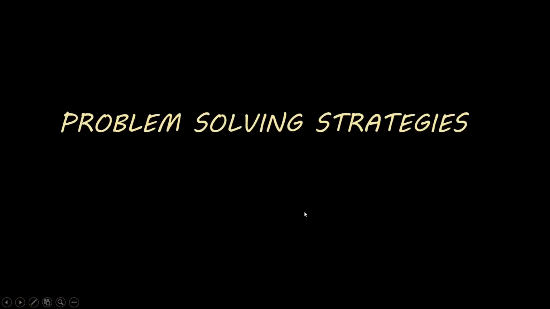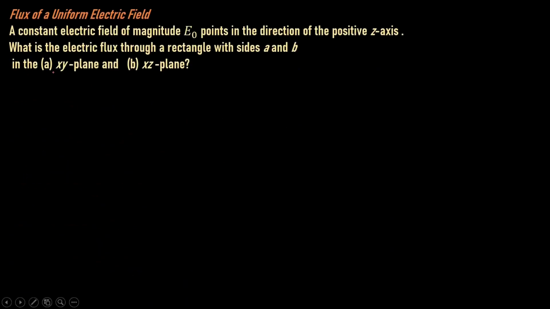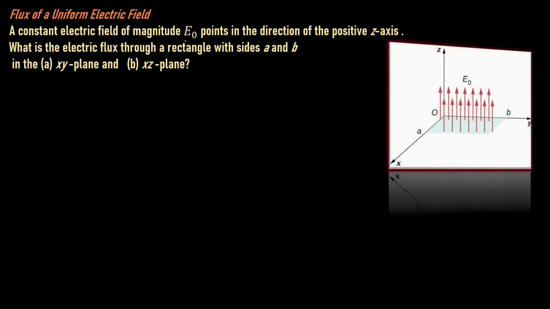Next, we have the problem solving strategies. Let us see how we can solve the problems involving the flux. So wherever flux will be asked, let us see what is the first situation. A constant electric field of magnitude E naught. Here it is given as E naught. This is an arbitrary value, no fixed magnitude is given, so we have to deal with only the value as E naught. It points in the direction of the positive z axis.